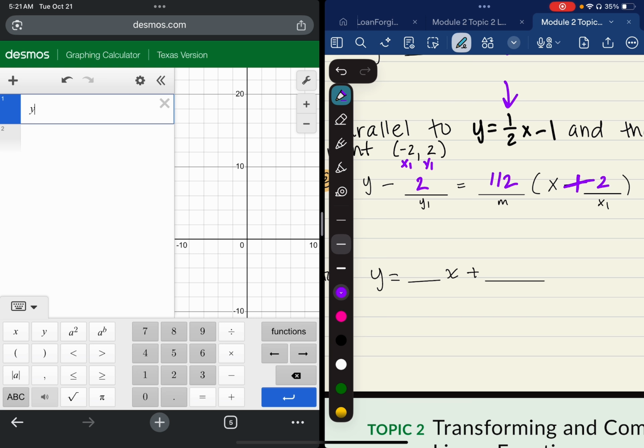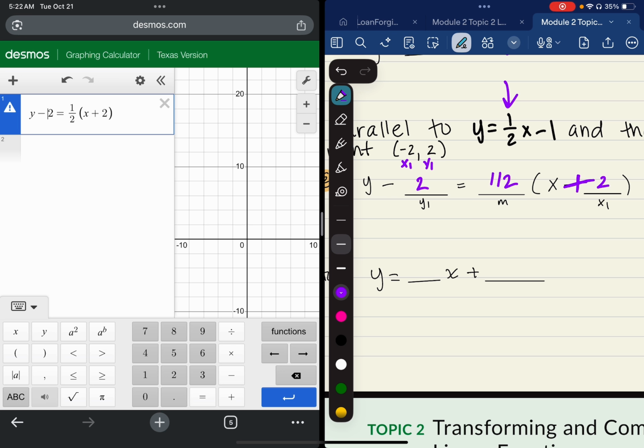So what do I have? I have y minus 2 equal to 1/2, so 1 divided by 2. Make sure I go over parentheses x plus 2. Bam. All right, again, my line's not drawn yet because I need y by itself.